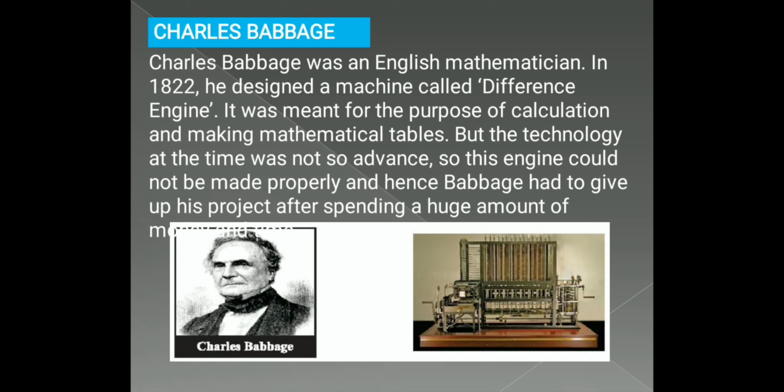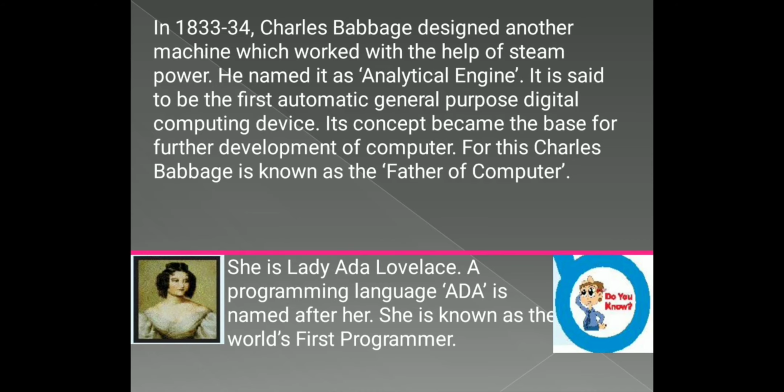Charles Babbage. Charles Babbage was an English mathematician. In 1822, he designed a machine called the Difference Engine. It was meant for the purpose of calculating and making mathematical tables. But the technology at that time was not so advanced. So this engine could not be made properly, and Babbage gave up his project after spending a huge amount on it.